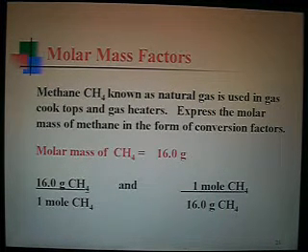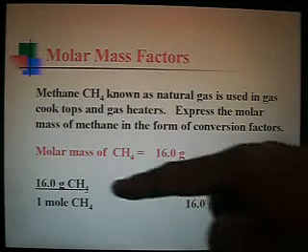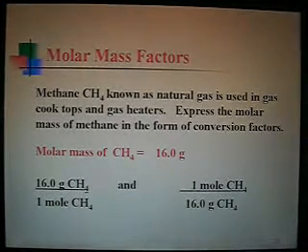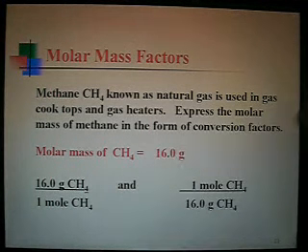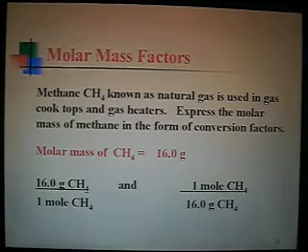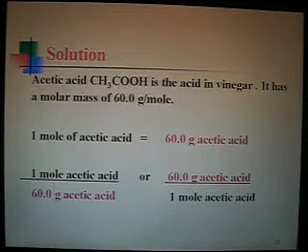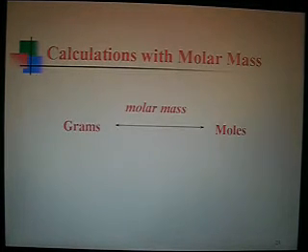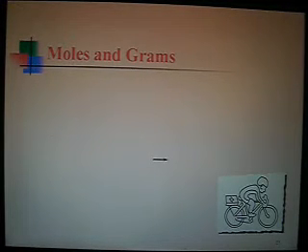Now we talk about molar mass factors. Methane gas, known as natural gas: express the molar mass of methane in the form of conversion factors. We want to get in the habit of doing this, where it's 16 grams of CH4 to 1 mole of CH4. Note that you can flip these two values, because basically it's still 1. Find the molar mass of acetic acid, CH3COOH. It has a 60 gram molar mass, so plug that in. Grams can go to moles by using the molar mass.